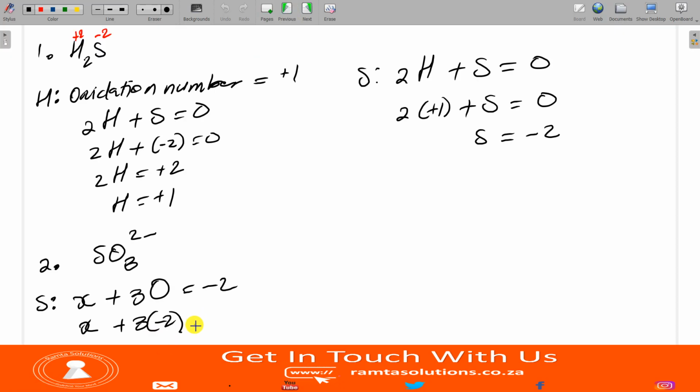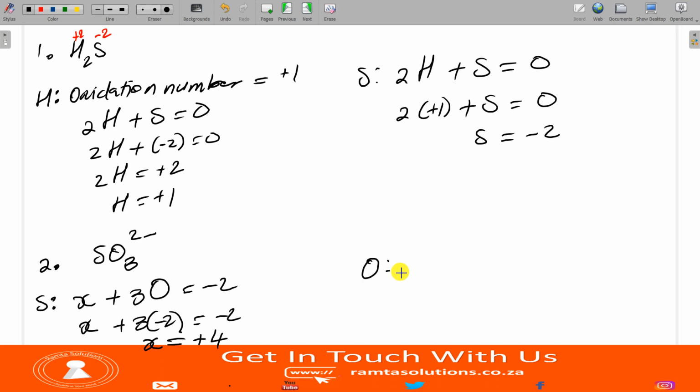So here is it, -2. So what does it mean? X equals +4, right? Now let's check for oxygen.